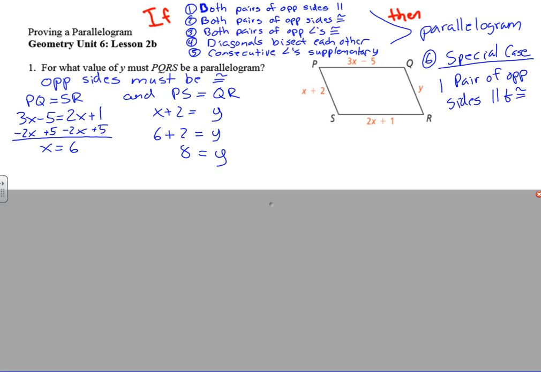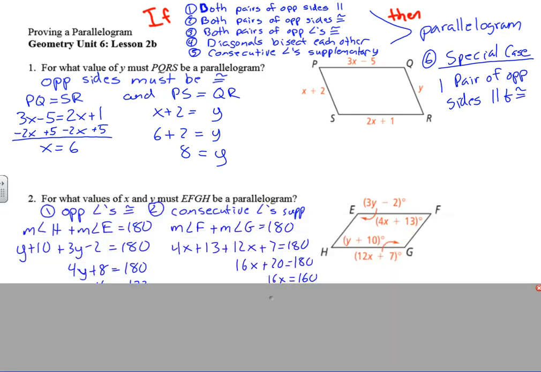Okay, then PS and QR, PS is x plus 2, QR is y, so we do 6 plus 2 equals y, and we get 8 equals y. So again, the 6 came from what we had already solved for the x.